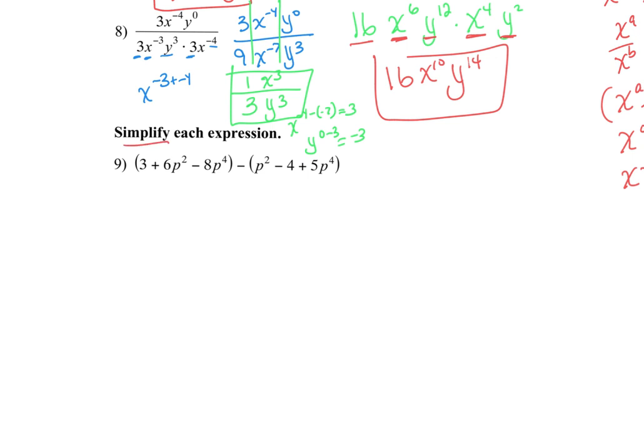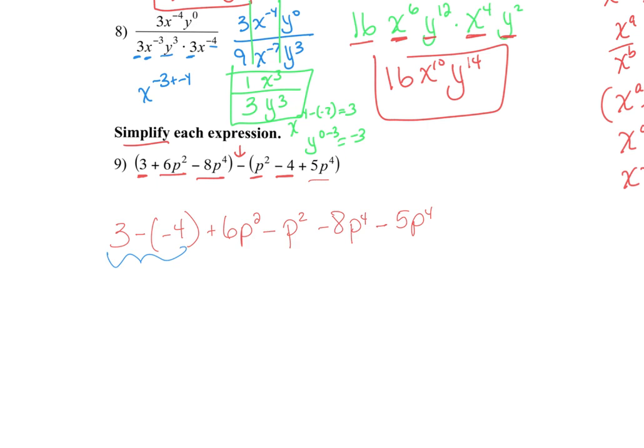When we are simplifying, we are looking to, again, combine our like pieces. I'm going to take that 3. I have a minus, and I'm going to find the number that goes along with it, negative 4. Then I have a 6p squared. Again, it is a minus, and I'm doing a p squared. Then I have a negative 8p to the fourth with that minus, and a 5p to the fourth.